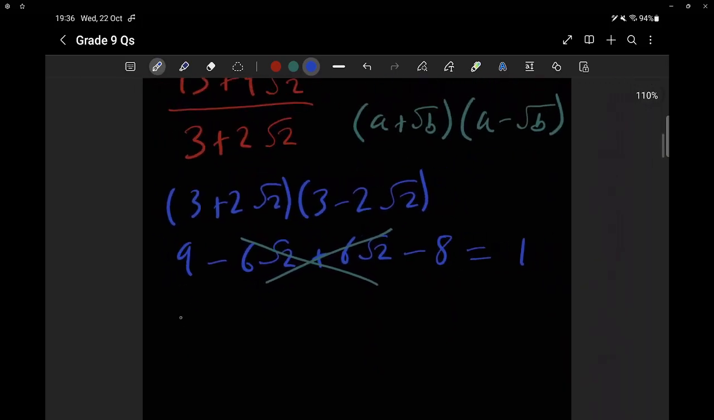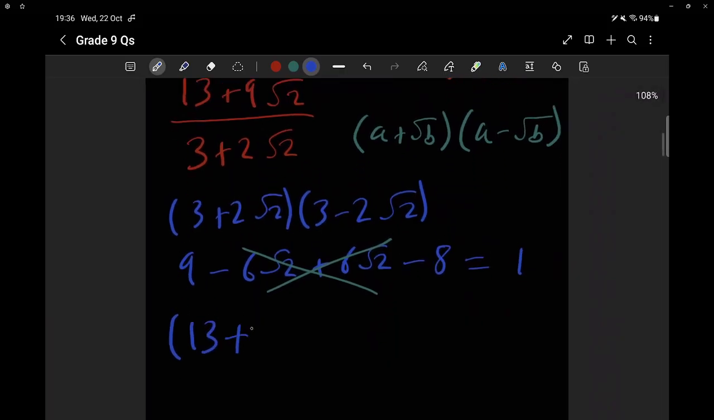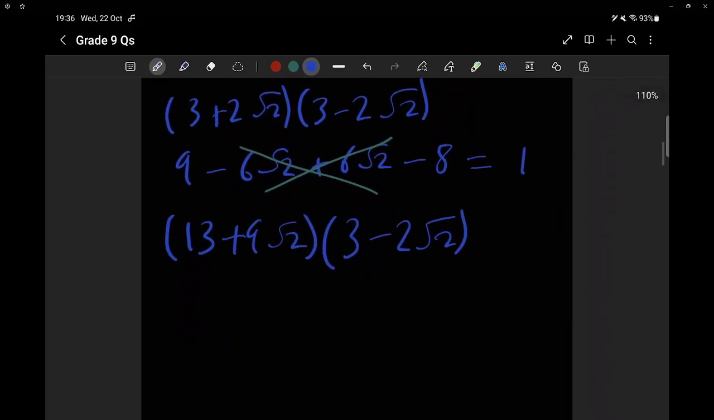And now we just have to do the same with our numerator. So 13 plus 9 root 2 multiplied by the same pair of brackets which you multiply the denominator by, not 13 minus 9 root 2, because we have to multiply them both by the same amount. Okay, and then we expand these brackets.